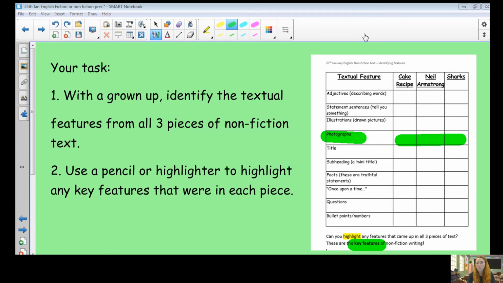Now I'm going to go back to me here. Hopefully you will be able to see my face again. Hopefully you can see my face. I'm really hoping so. Okay, now that is our English work for today.